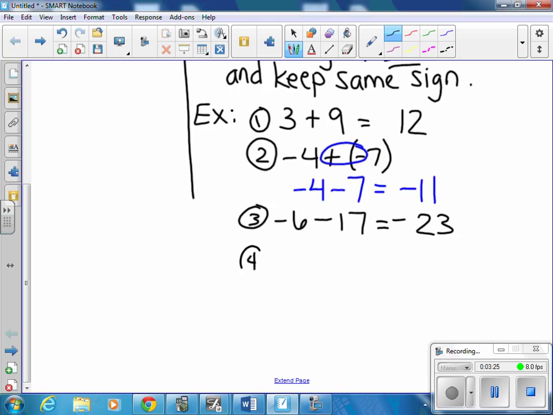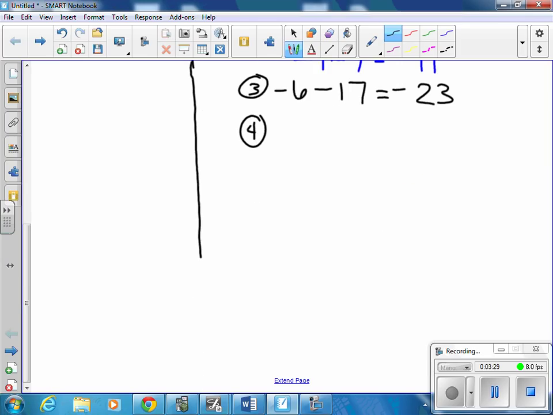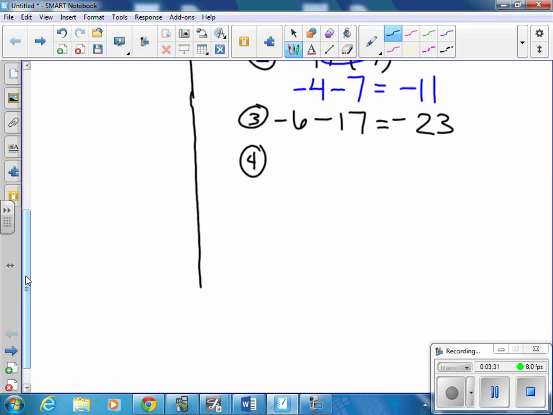All right, for number 4, let's take a look at a last example here. And then I'm going to show you something that's visual that can help you out with all the adding and subtracting problems. Actually, all the integer problems. It works for everything. All right, if we have 11 minus negative 3, you'll see that there are double signs here.